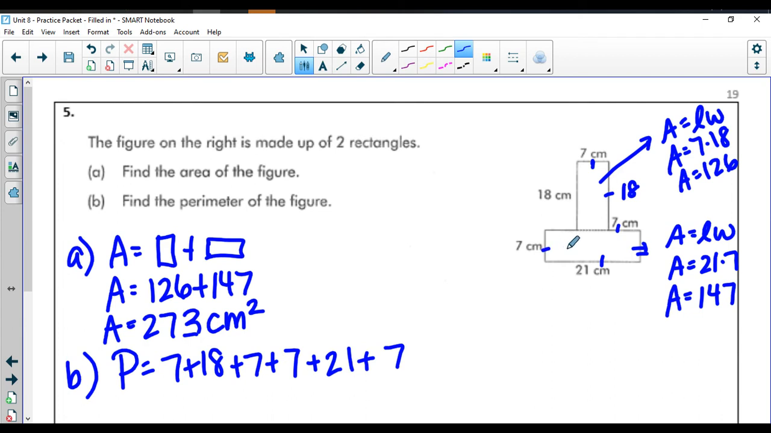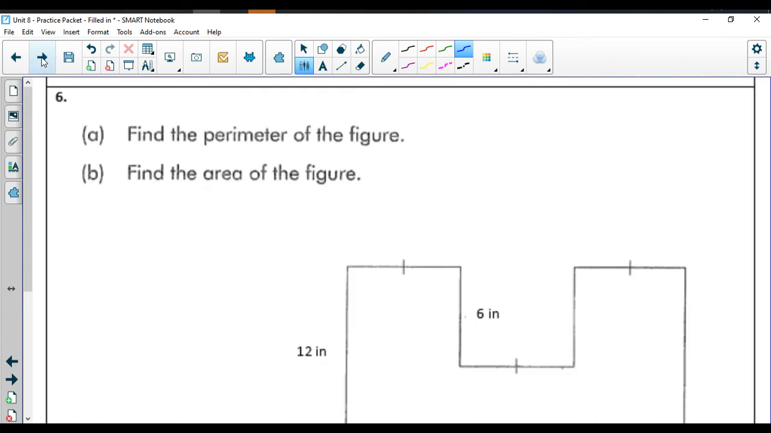Up the side here is 7. This little part here is also going to be 7 because this piece is 7. So they all have to be 7. And up this side right here is going to be 18. So for my perimeter, I have 7 plus 18 plus 7 plus 7 plus 21 plus 7 plus 7 plus 18 for a grand total of 92 centimeters here for question number 5.